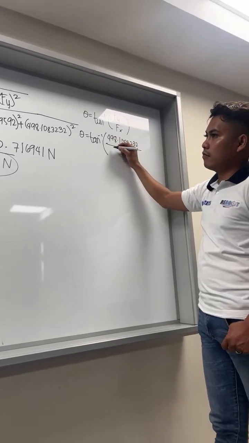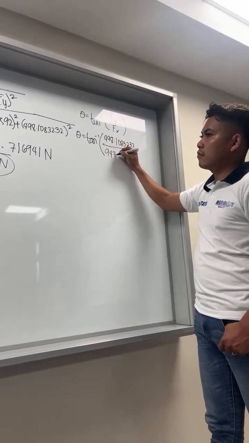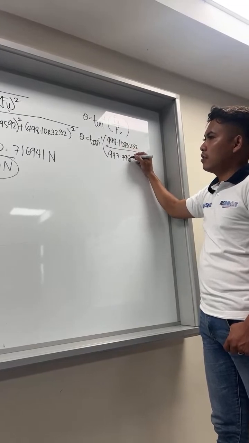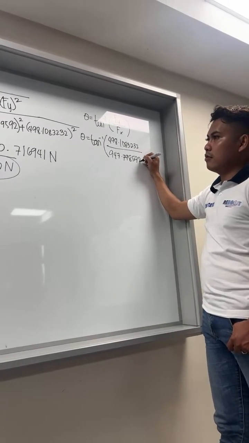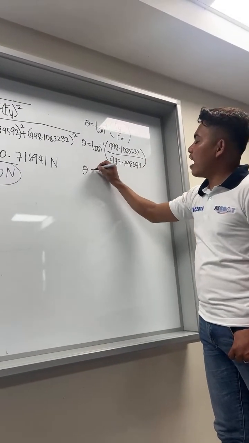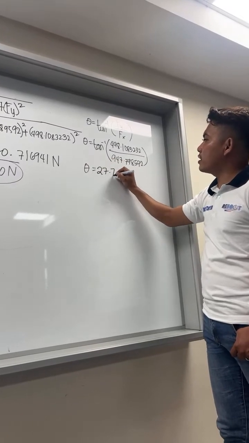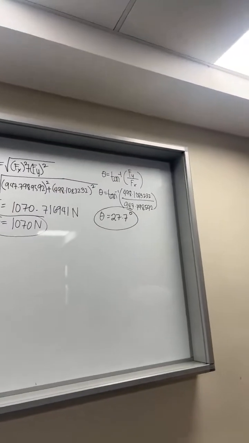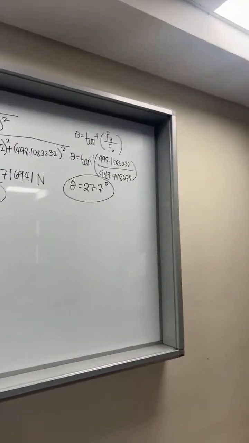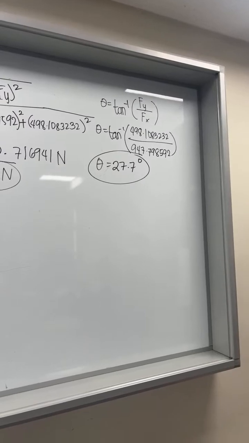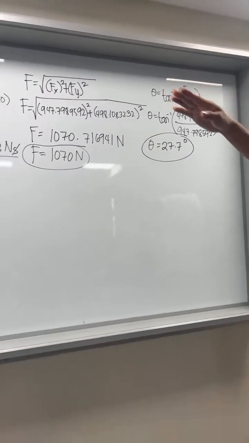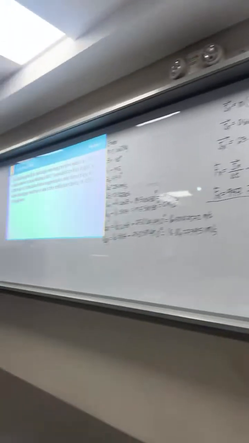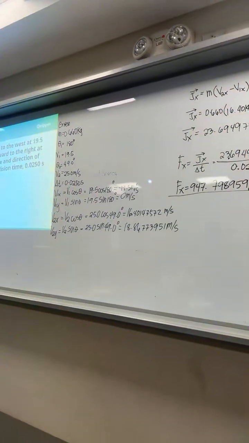7, 2, 3, 8, 1, 9, 4, 7. That is 27.72 degrees. That's the answer. So the process is up there, in that example. In your quiz, there is one problem that is related to this.